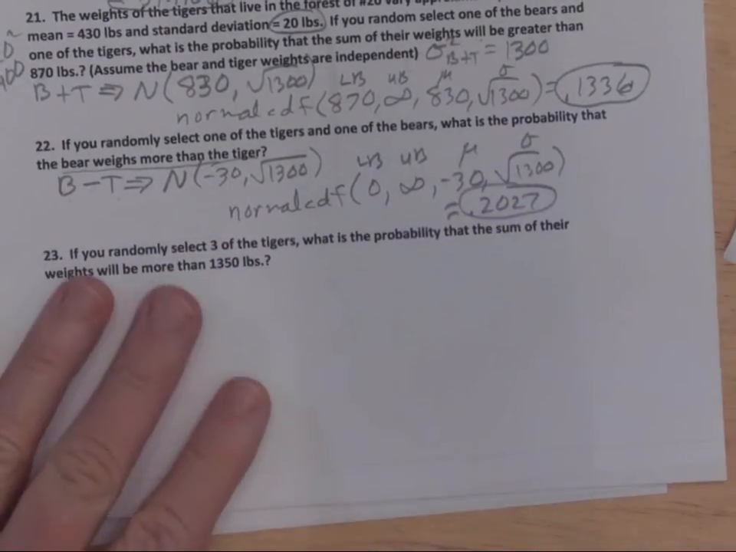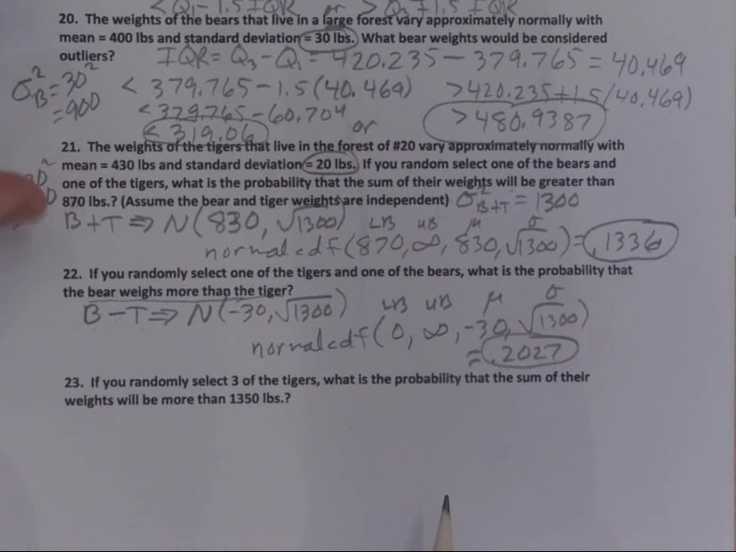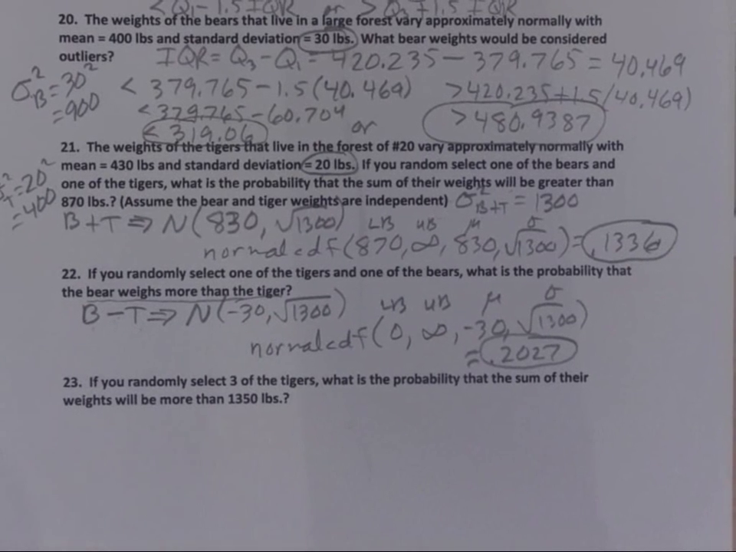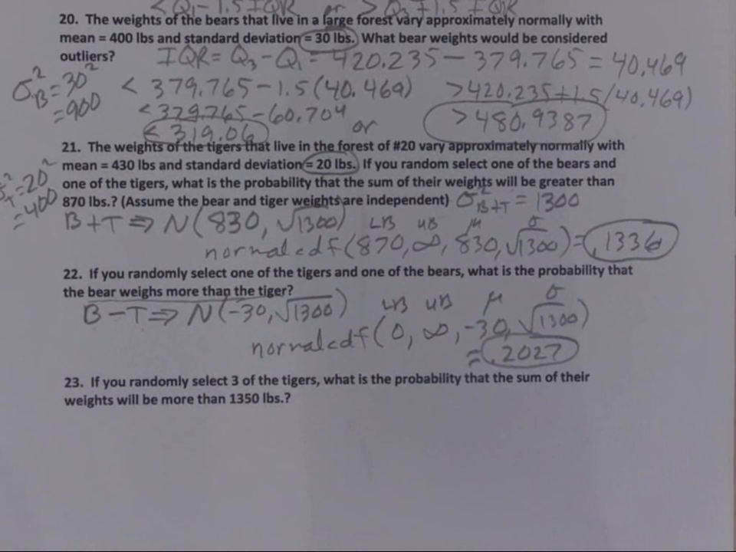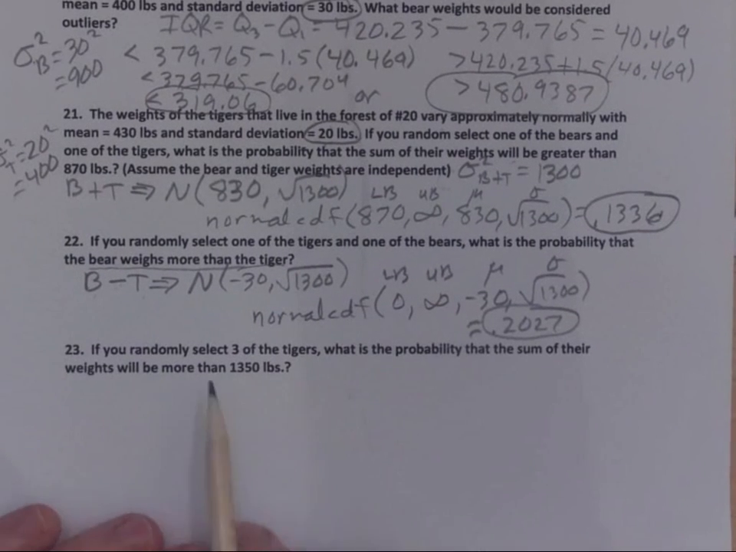And I think that would make sense because in general, the tigers are weighing more than the bears. And so we're expecting it to happen less than 50% of the time that if you were to randomly select, you get a bear weighing more than a tiger. That seems reasonable. And then we've got this. If you randomly select 3 tigers, what's the probability their sum will be more than 1350?